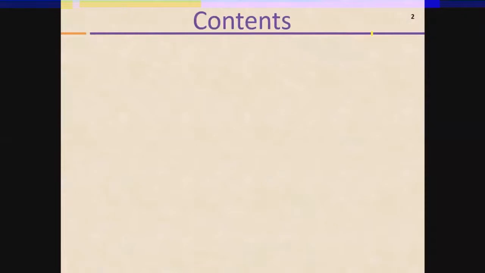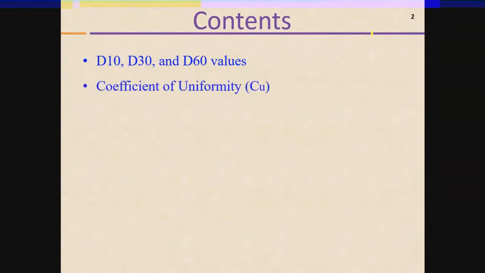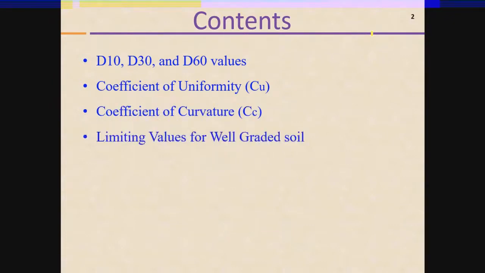Guys, today I will discuss values of D10, D30 and D60. What is the meaning of D10, D30 and D60 in civil engineering and how we can find these values. Then coefficient of uniformity values, coefficient of curvature values, and what is the significance of coefficient of uniformity and coefficient of curvature values regarding the gradation of soil.